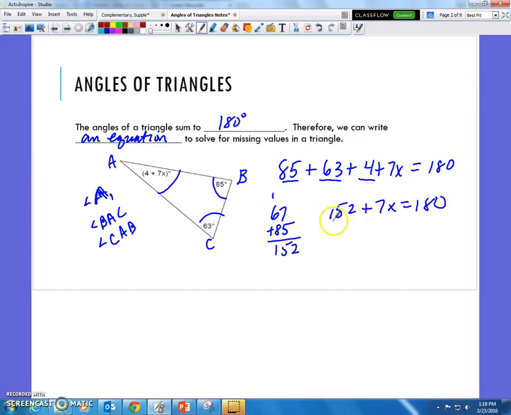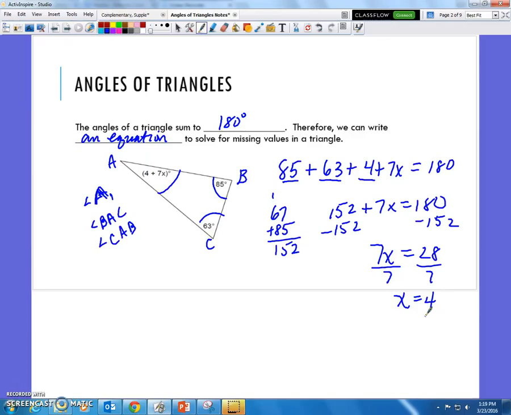Since this is a positive 152, I'm going to subtract it from both sides of the equation to make sure it stays balanced, leaving me with 7x equals 28. My last step finally is to divide. x must equal 4. It does say to find the missing values. x would be called the unknown.